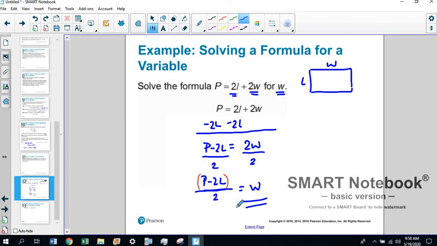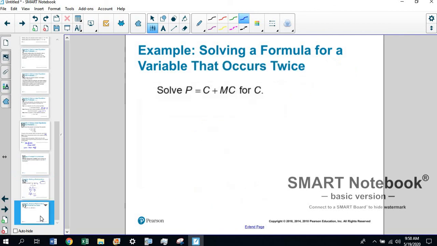That process, all right, being able to do that, it's the same steps, right? I subtract the number that doesn't have a W in it, I subtract it from both sides, and then I divide by 2. It's the same process as if you were solving for W and these were numbers. You just can't simplify the numbers because they're variables also.